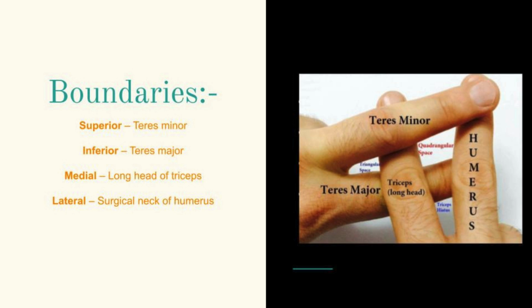Superiorly, by the inferior margin of teres minor; inferiorly, by the superior margin of teres major; medially, by the long head of the triceps brachii; and laterally, by the surgical neck of the humerus. These boundaries form a rectangular window through which vital structures pass.